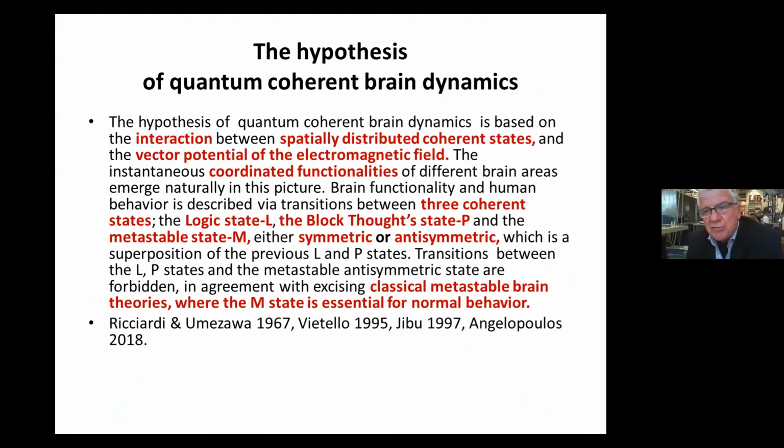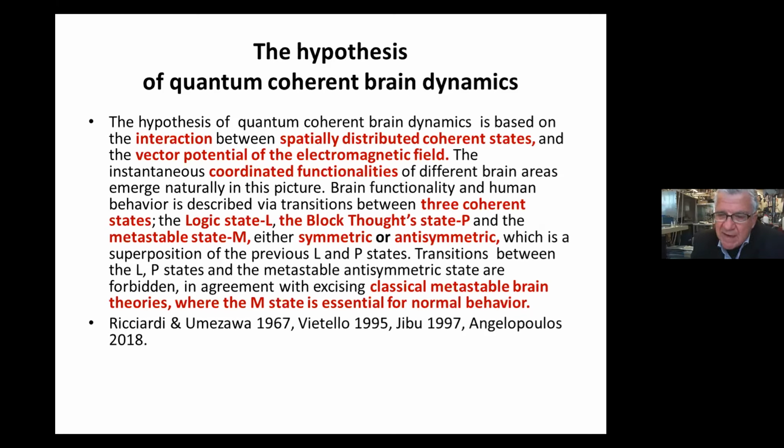The hypothesis of quantum coherent brain dynamics is based on the interaction between spatially distributed coherent states and the vector potential of the electromagnetic field. In this picture, the instantaneous coordinating functionalities of different brain areas emerge naturally. Brain functionality and human behavior are described via transitions between three coherent states: a logic state, a block thought state, and a metastable state, which is a superposition of the previous two states.